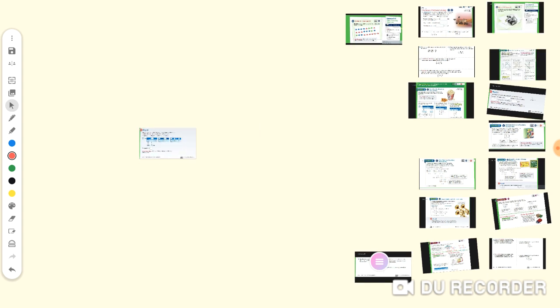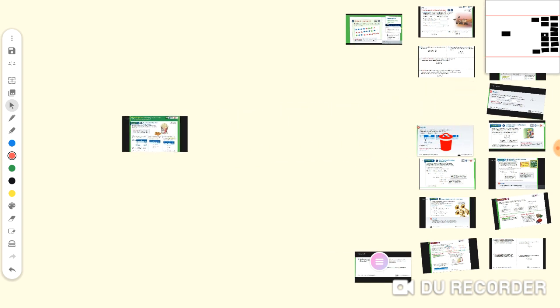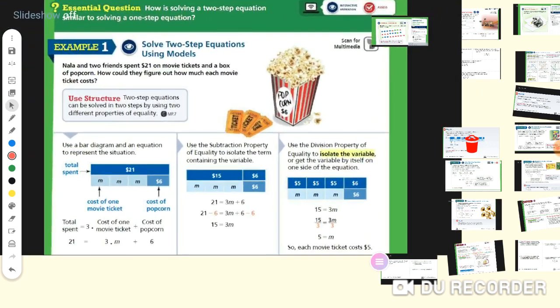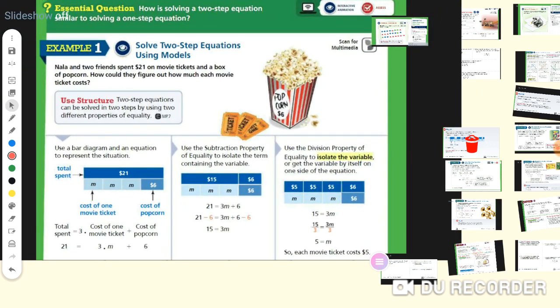As you see here, the first example of the book. Nala and her two friends spent 21 on movie tickets and a box of popcorn. So the whole amount they pay is 21, on movie tickets and one box of popcorn. Actually, from the picture, I can find that the price of one box of popcorn is 6. So it's $6. I know it, but I don't know the price of the ticket.